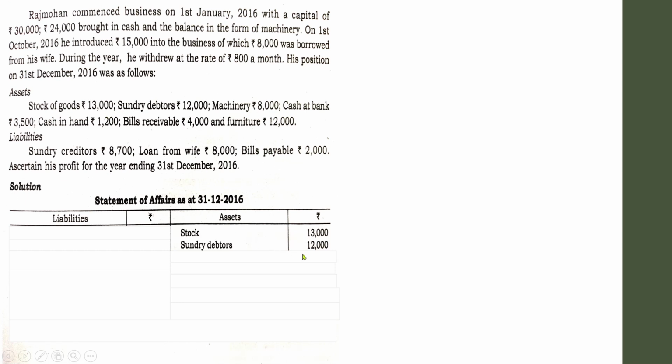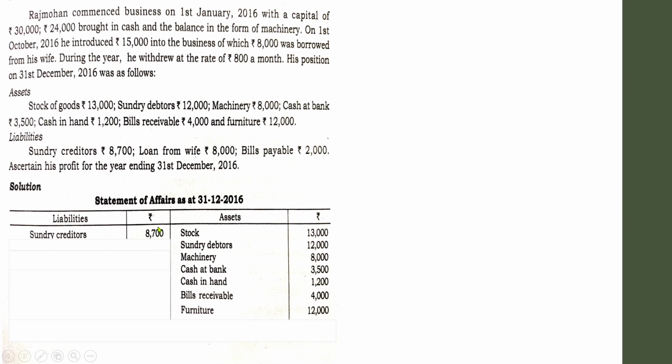after that debtors 12,000, next one machinery 8,000, cash at bank 3,500, cash in hand 1,200, bills receivable 4,000, furniture 12,000. So all the assets are given. It is mentioned that these are closing balances, so the asset side is over. Next one, liability side. First one is creditors 8,700, loan from wife 8,000. It is mentioned here. Bills payable 2,000.